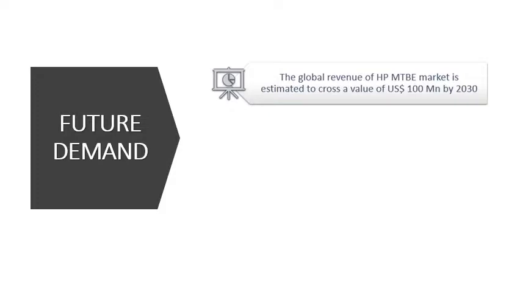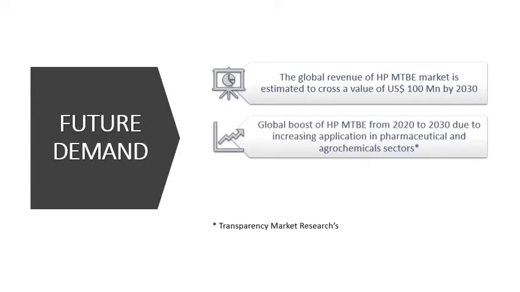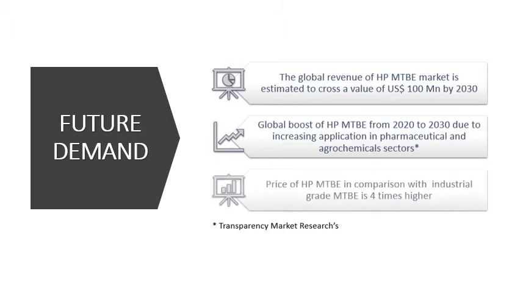Looking through demands of high-purity MTBE in the future, the global revenue of the high-purity MTBE market is estimated to cross a value of $100 million by 2030. According to Transparency Market Research, this global boost is driven by increasing application of high-purity MTBE in pharmaceutical and agrochemical sectors. Price of high-purity MTBE is estimated to be 4 times higher than industrial-grade MTBE. This trend has drawn MTBE producers to look at high-purity MTBE as possible income other than MTBE alone.